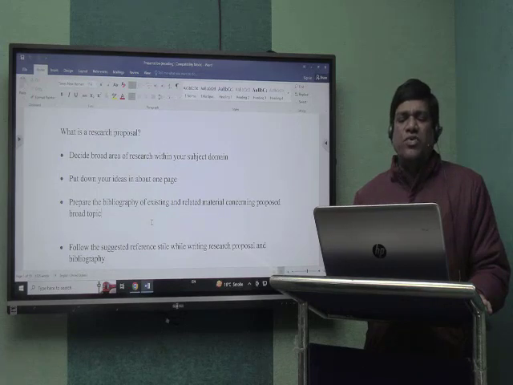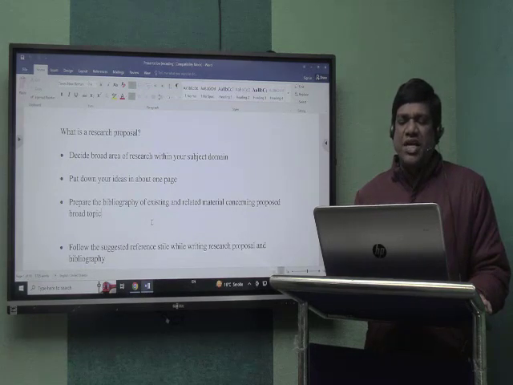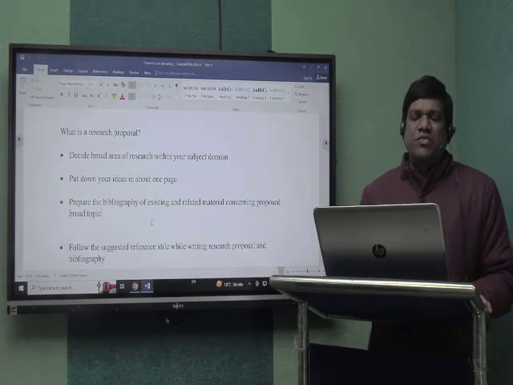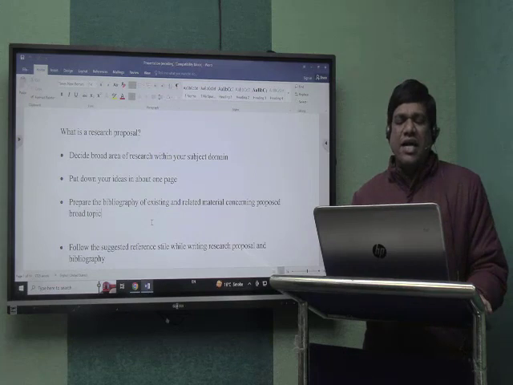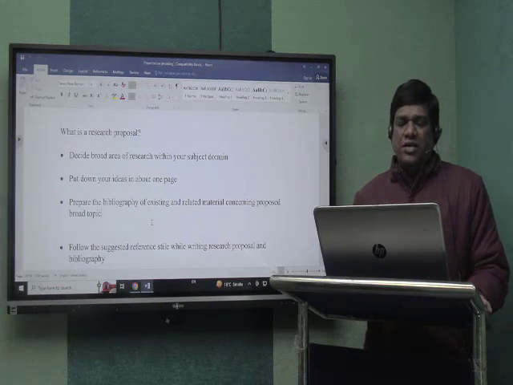Then you have to zero in further, because you cannot work on a broader area alone, right? You have to narrow it down in the later stages. So first of all, you have to decide the broad area in which you want to work. For example, here it is bilateral relations between India and Israel or India and Iran. Then whatever you know or want to do on that particular broad area, write it down on a page.